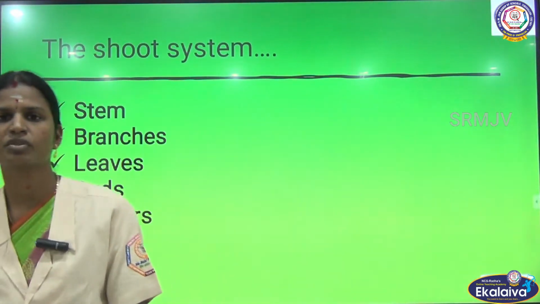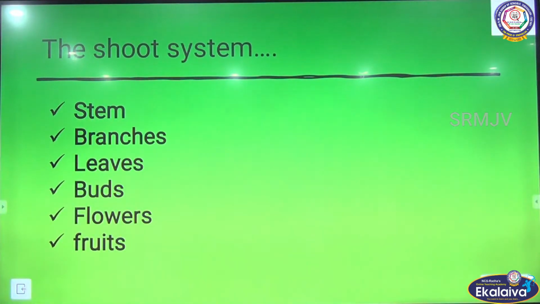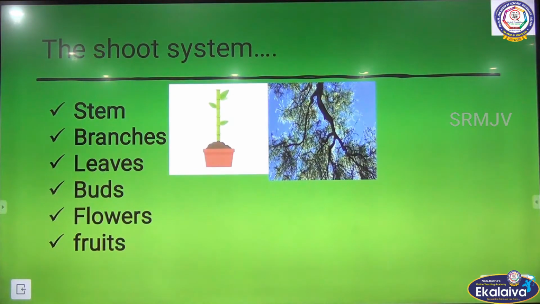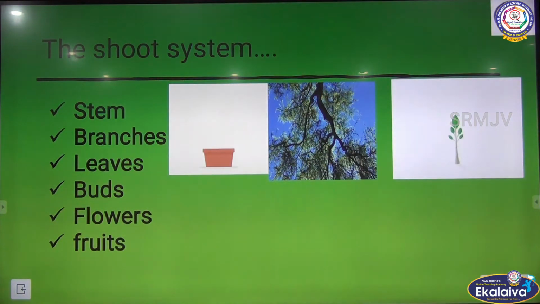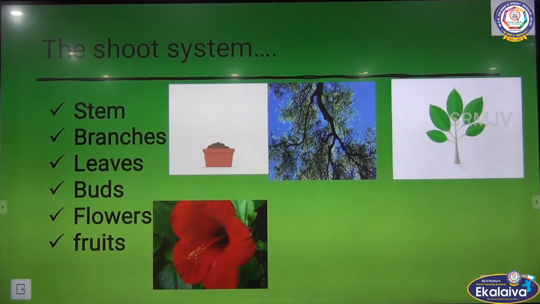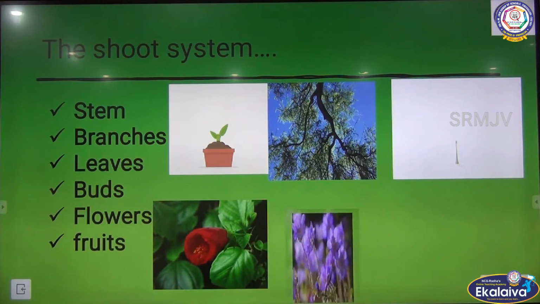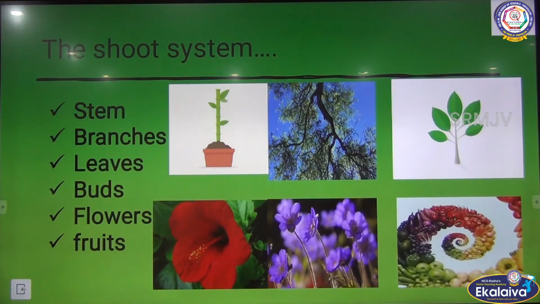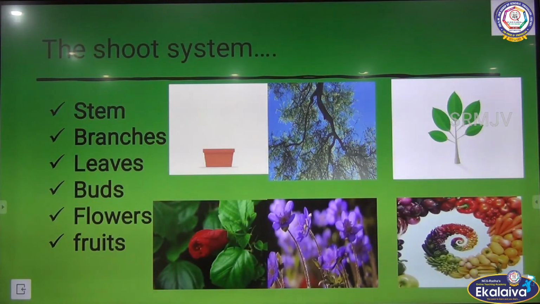And now we are going to see about shoot system. Shoot system includes stem, branches, leaves, buds. Buds grow into flowers, and then fruits. These are the parts of shoot system.